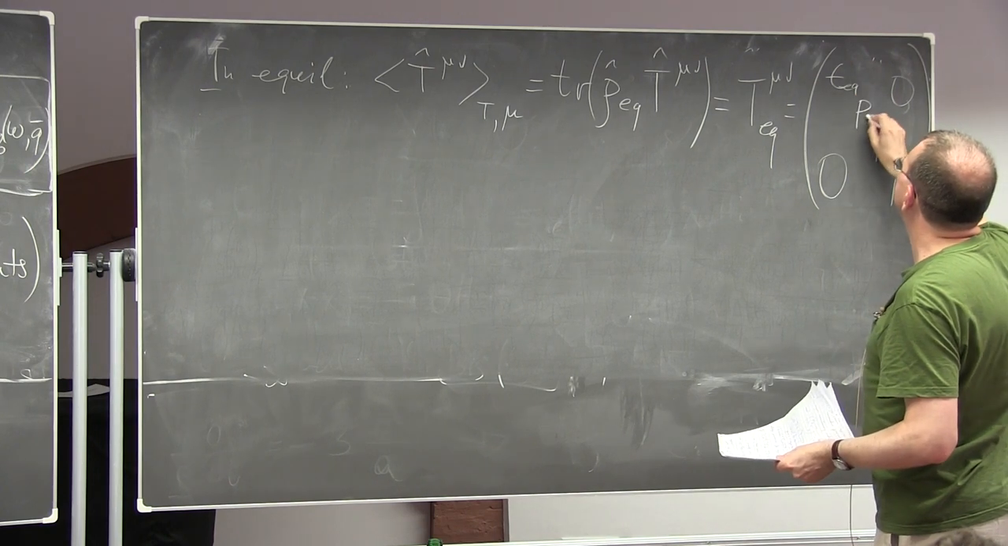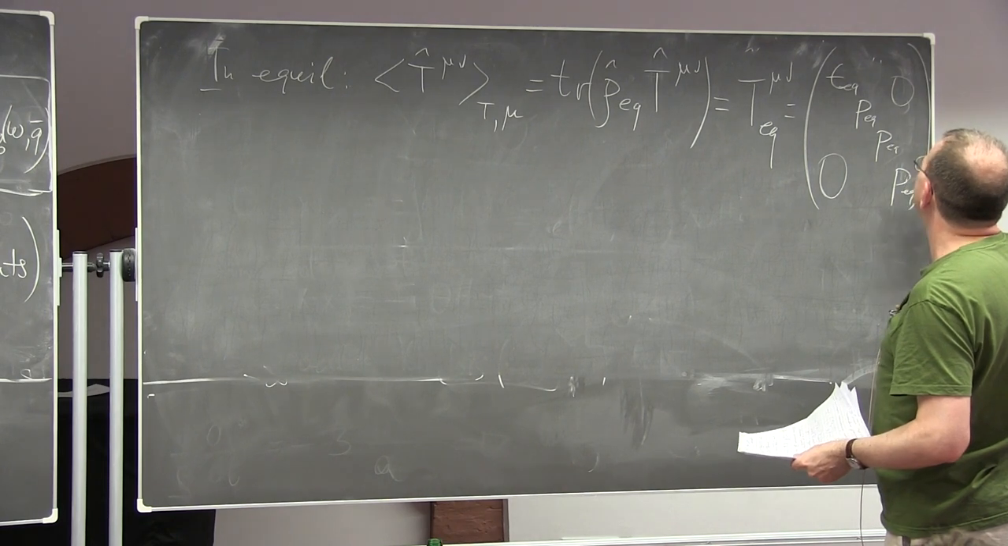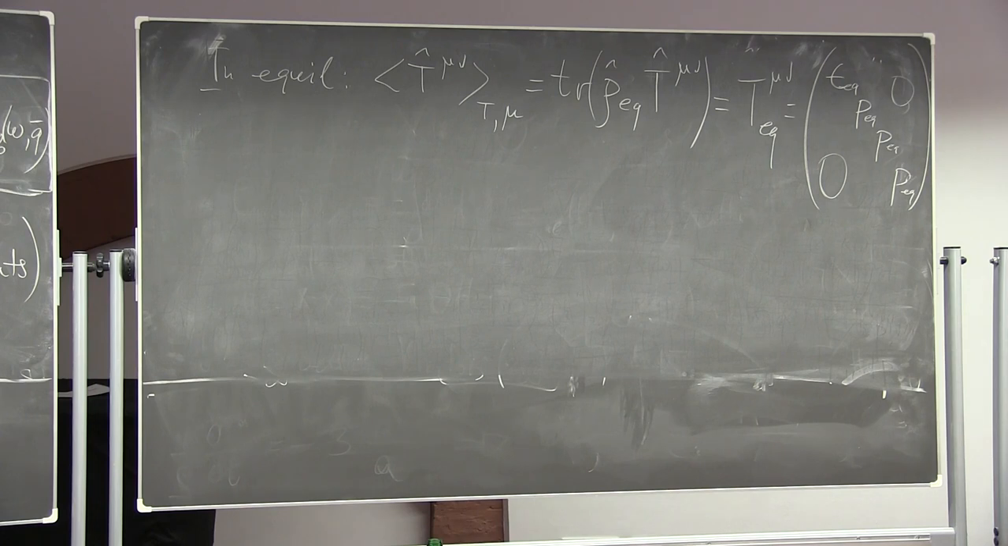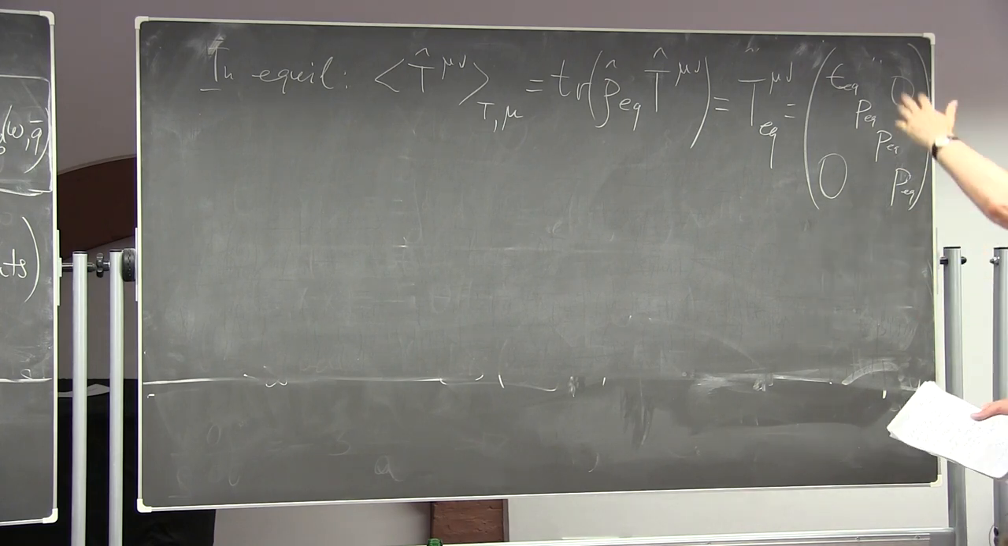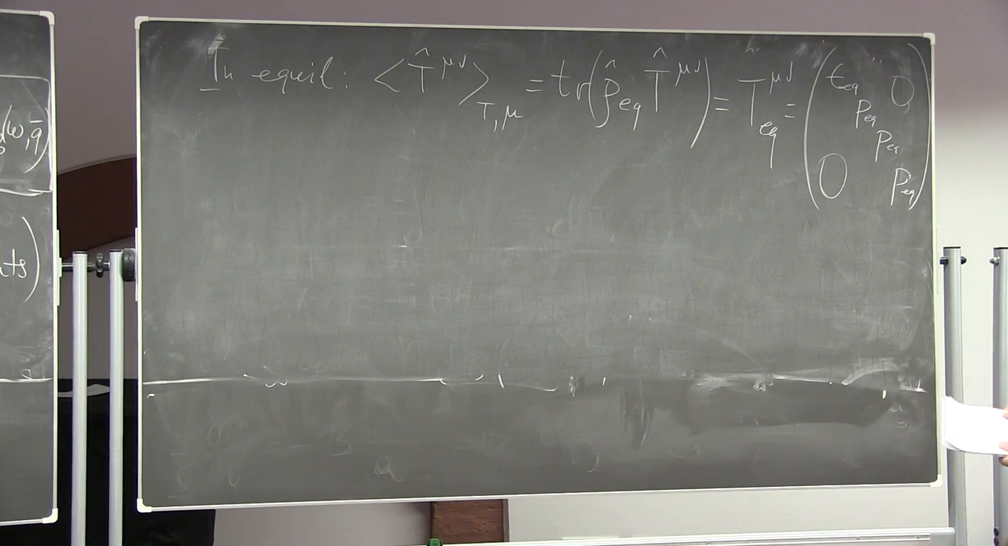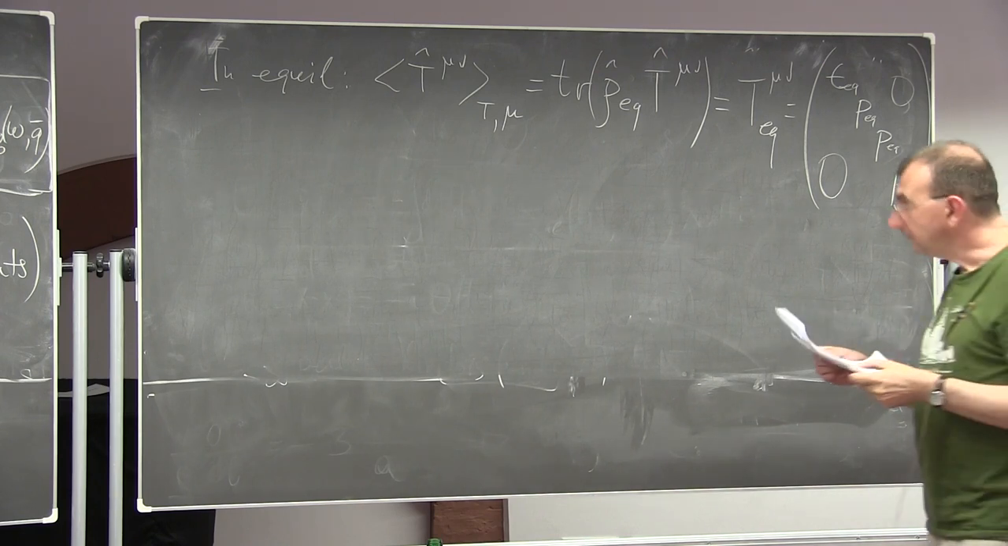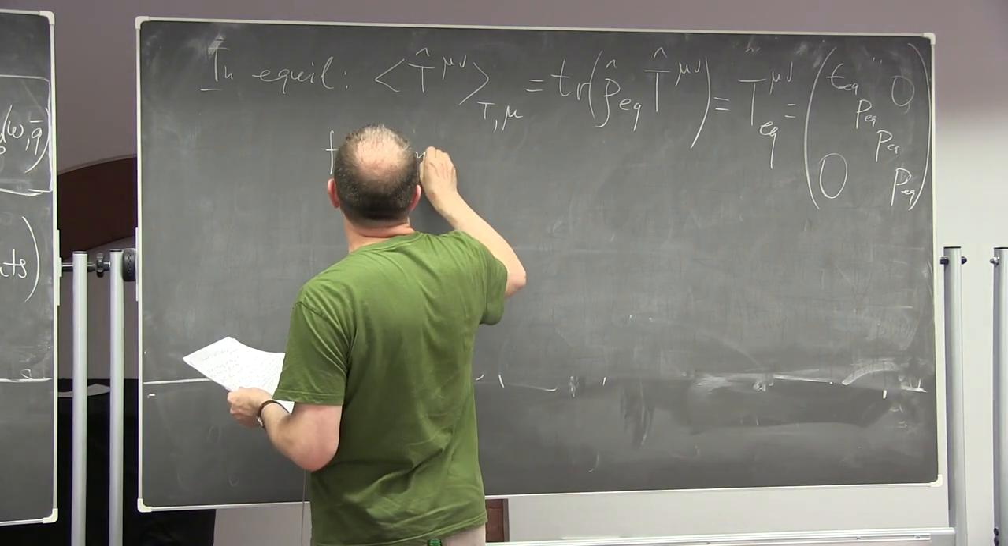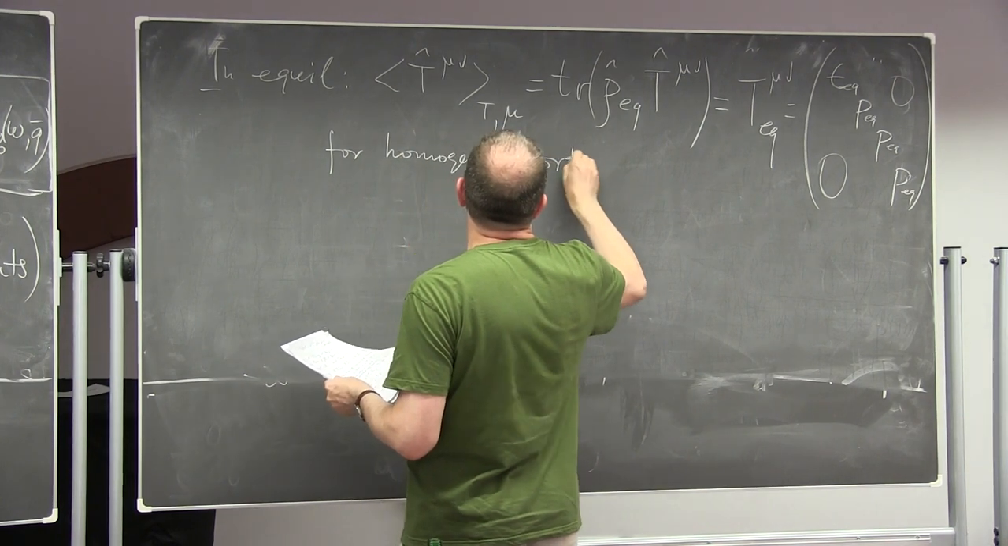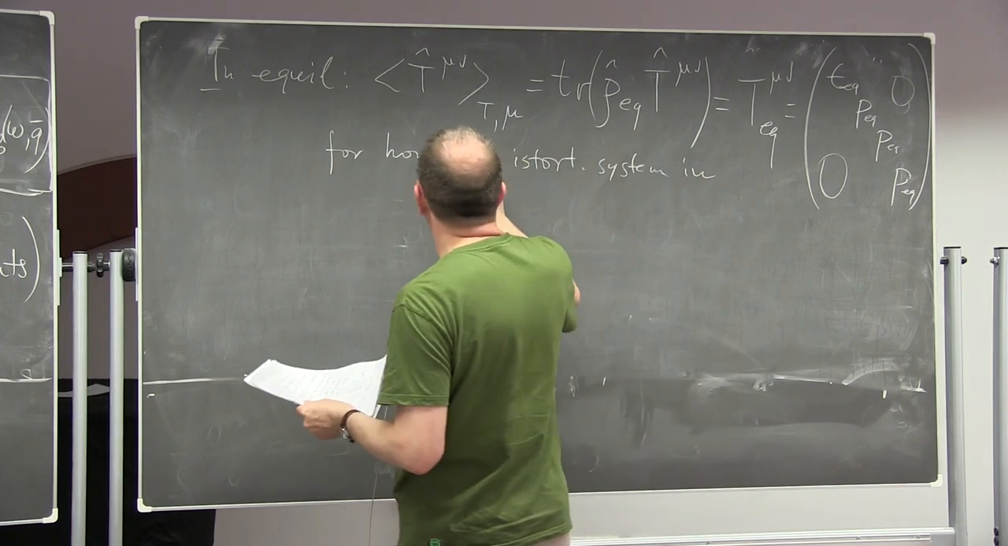Let me put it like this, and pressure. I will later remove this equilibrium label, but right now I won't comment on the origins of this particular form. If you forgot where this form is coming from, then see Landau-Lifshitz volume 2. This is Pascal's law. Let me not say more. And energy density, so I want to write it in a covariant form. So this is the equilibrium state of your system, which is characterized, again, by the densities of conserved charges. Now, this is for a homogeneous isotropic system in its rest frame.